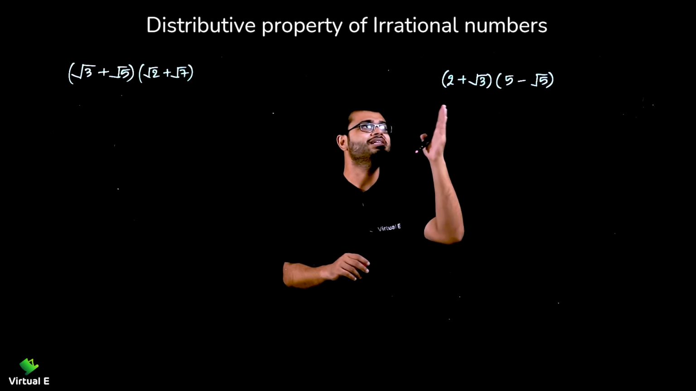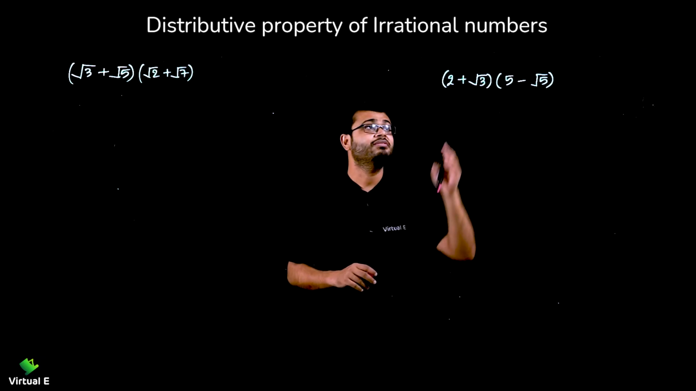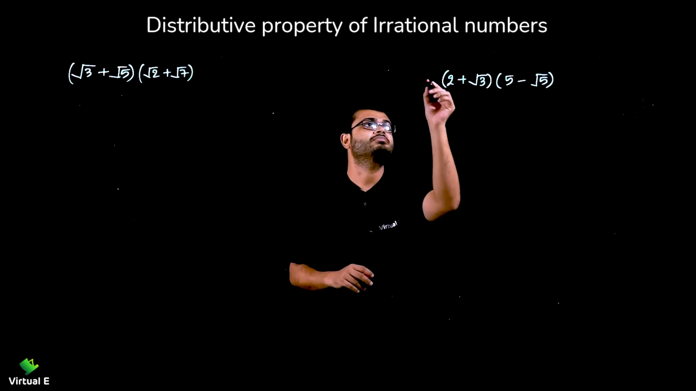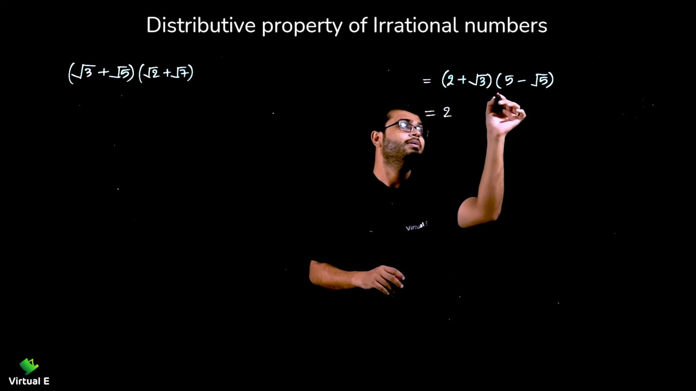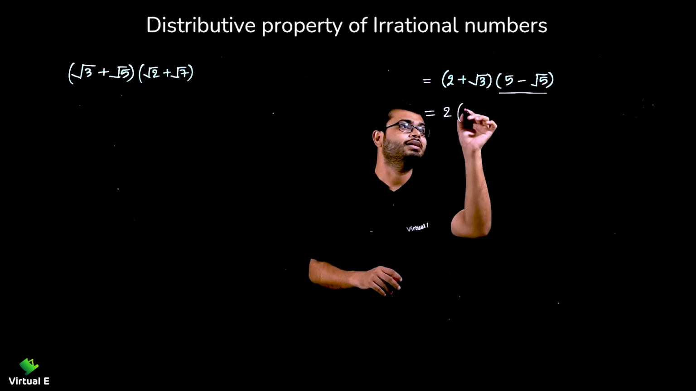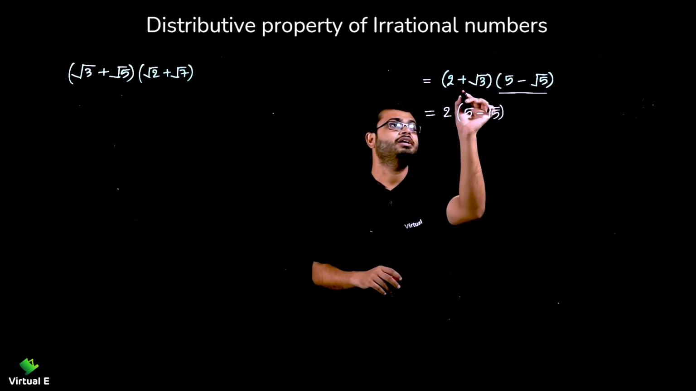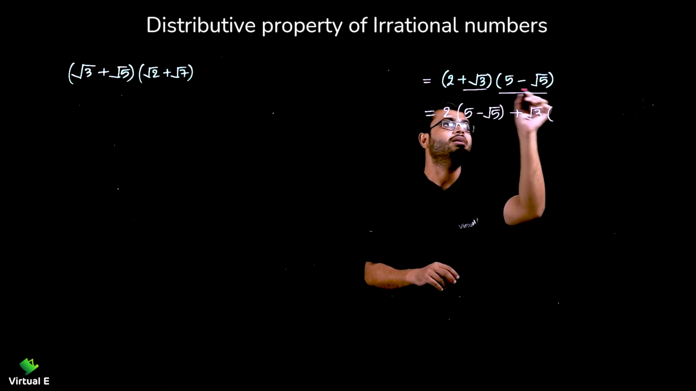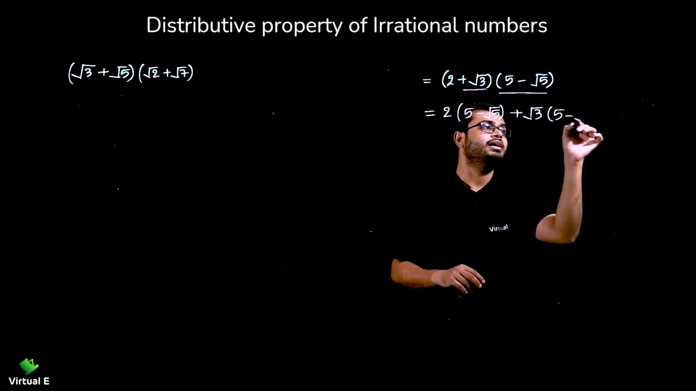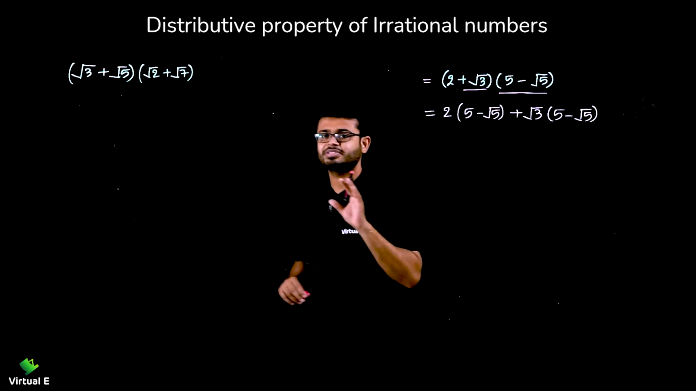Remember, this is the same as algebra, right? You are multiplying a binomial with a binomial. But here we have irrational numbers. Let's start with the first one. So this 2 multiplies the whole bracket, that is 5 minus root 5. Done. And here plus root 3 multiplies the whole bracket again, that is 5 minus root 5. Done. Simple. The first step is very simple.